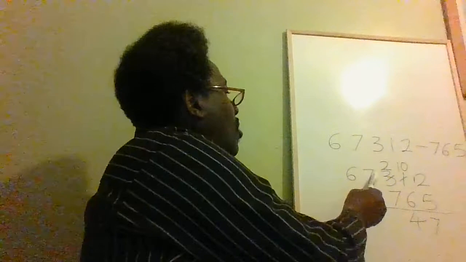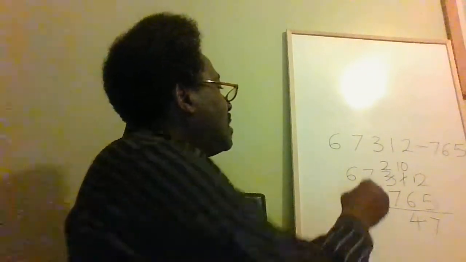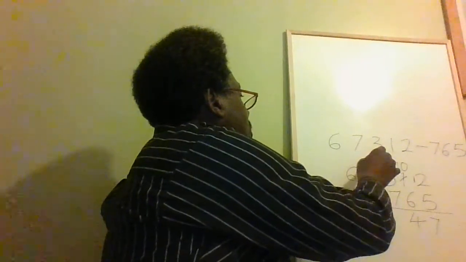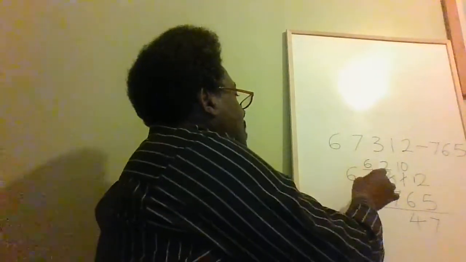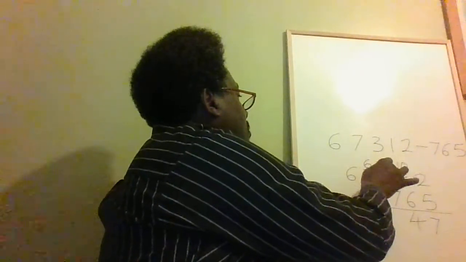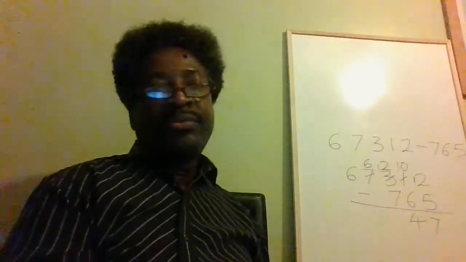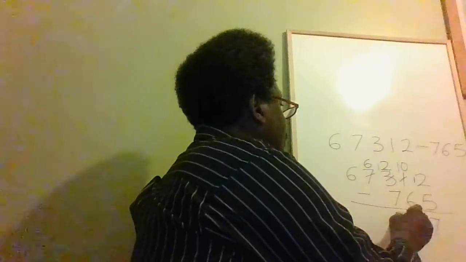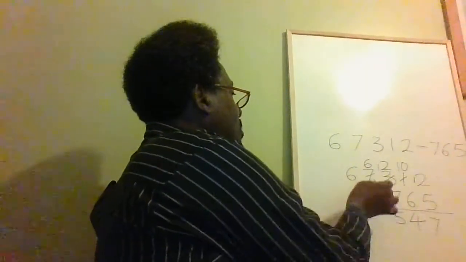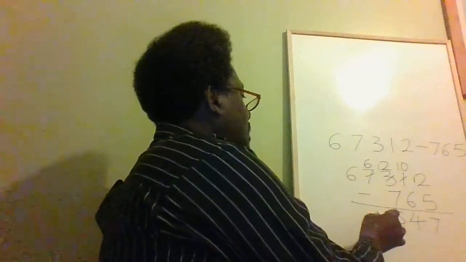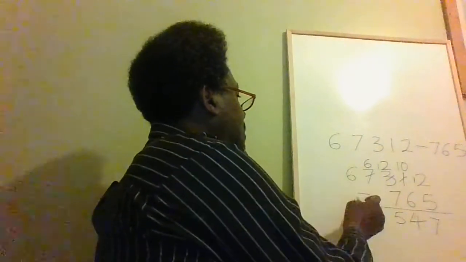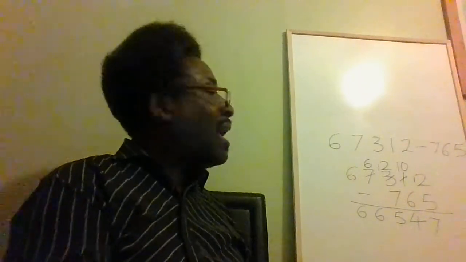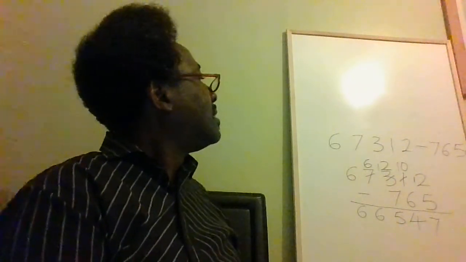So I can borrow 1 from this 7 over here. If I borrow 1 from 7, I'm left with 6. I put the 6 on top here. The 1 I borrowed from the 7, I put in front of the 2 to make 12. Then I can now do 12 take away 7. That's 5. 6 take away nothing. There's no number here. 6 take away nothing. That's 6. And that's the answer. And there's a way you can check that you are right.